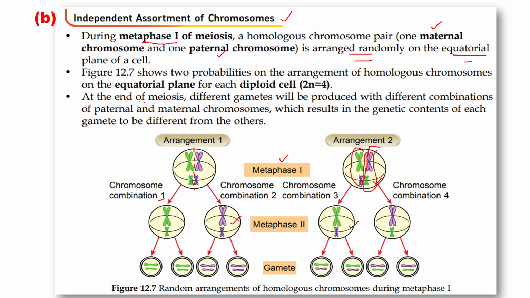So at the end of meiosis, there will be different gametes that will be produced. You look here, all the gametes are different, right? With different combinations. Different combinations of paternal, maternal chromosomes. So this results in the genetic content of each gamete being different from one another. Okay, so another cause of variation.